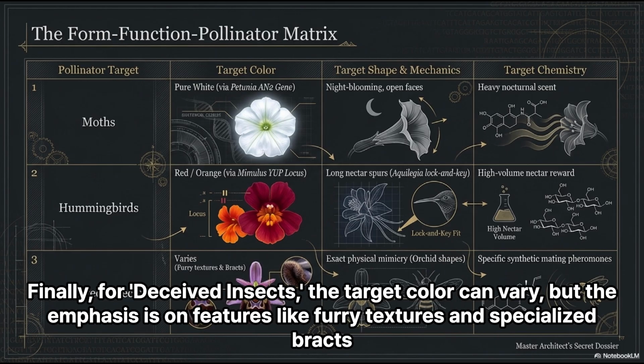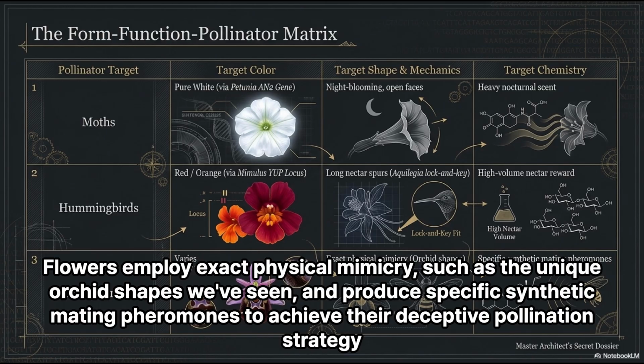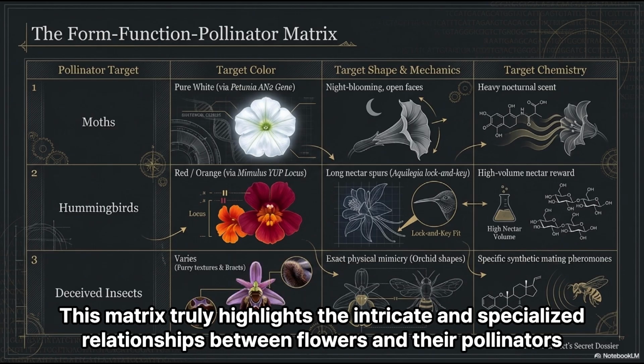Finally, for deceived insects, the target color can vary, but the emphasis is on features like furry textures and specialized bracts. Flowers employ exact physical mimicry, such as the unique orchid shapes we've seen, and produce specific synthetic mating pheromones to achieve their deceptive pollination strategy. This matrix truly highlights the intricate and specialized relationships between flowers and their pollinators.